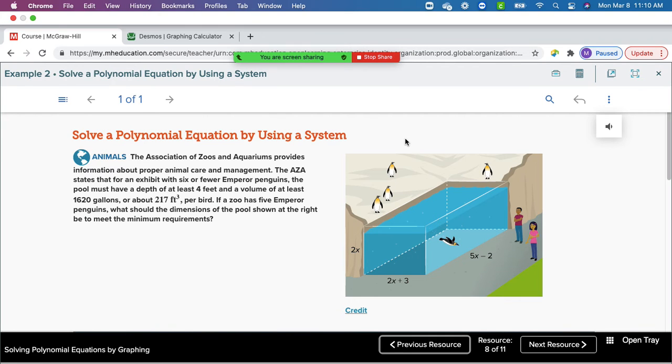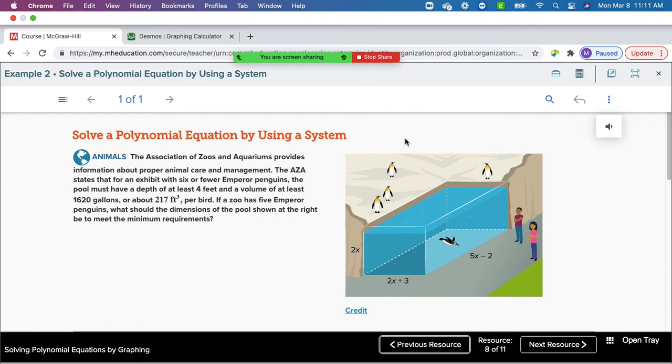All right, so here's our first problem, and it says animals. The Association of Zoos and Aquariums provides information about proper animal care and management. The AZA states that for an exhibit with 6 or fewer emperor penguins, the pool must have a depth of at least 4 feet and a volume of at least 1,620 gallons, or about 217 feet cubed per bird.